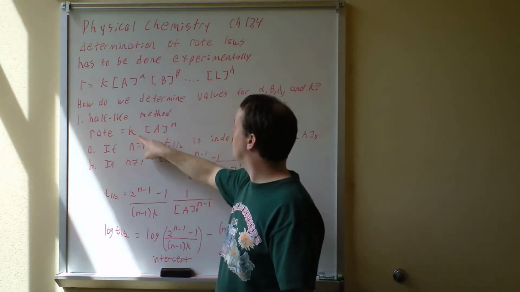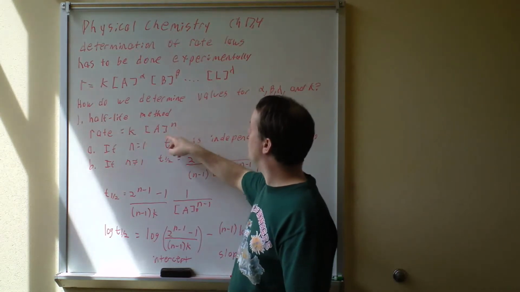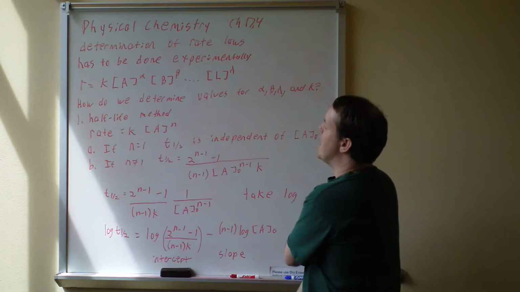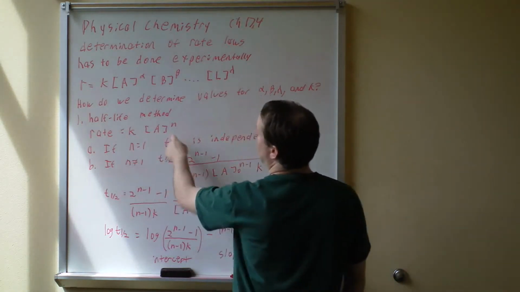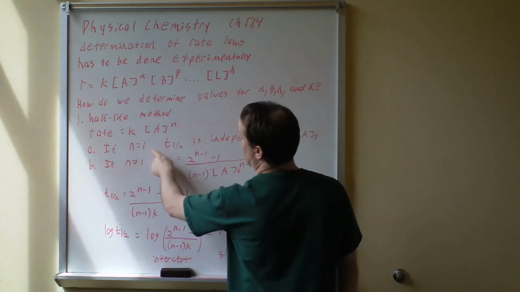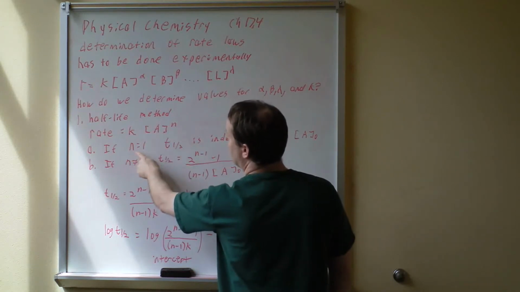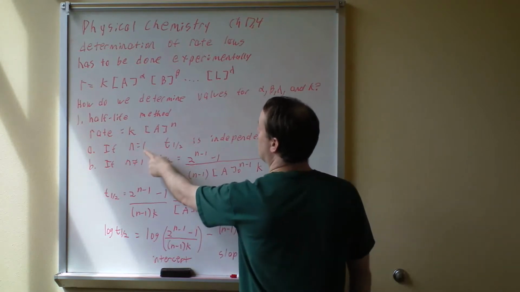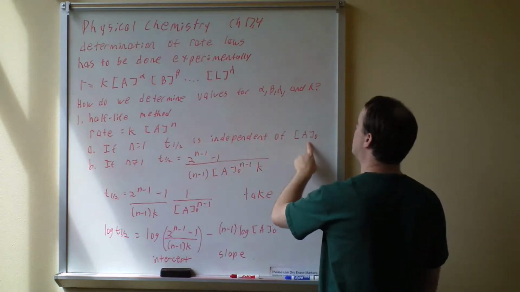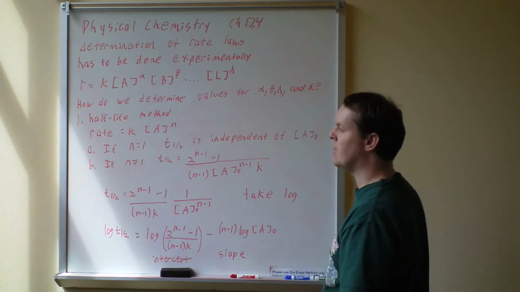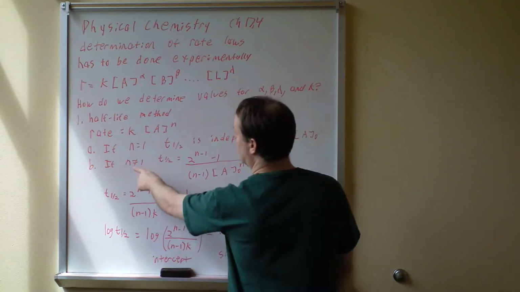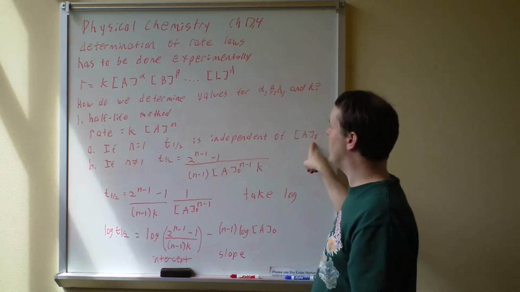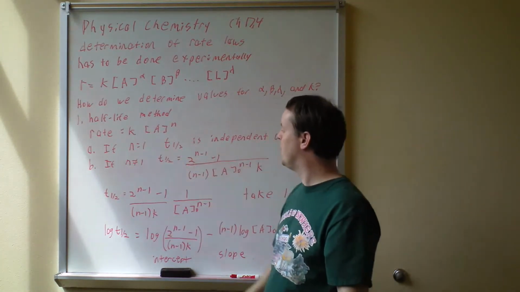But you have rate is equal just to K times A to the N, if we keep the others constant and do it like that. Or if we just have one substance, of any order but of this type, only one reactant. So if N equals 1, then we know the half-life is independent of the initial concentration of A. That's easy enough. So you do an experiment and you see if the half-life is independent of the concentration of A, and if it is, then you know it's first order.